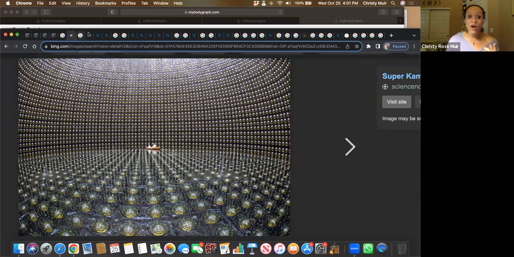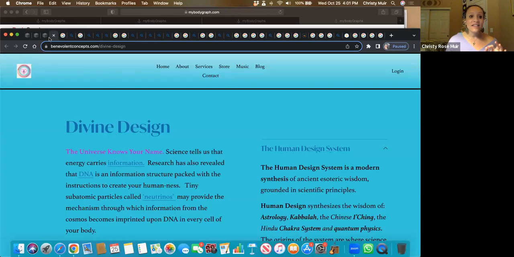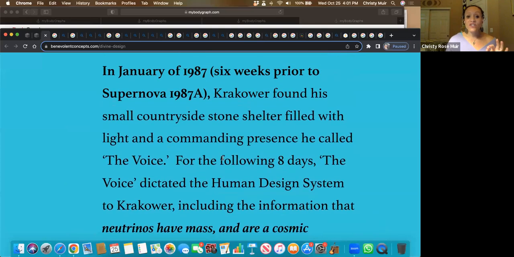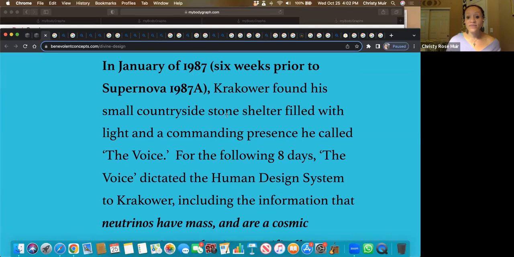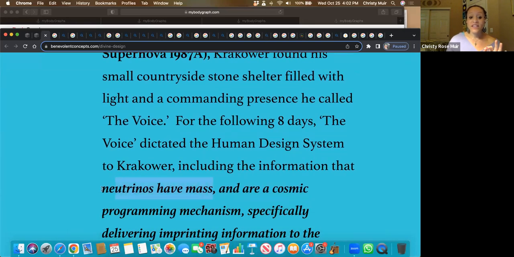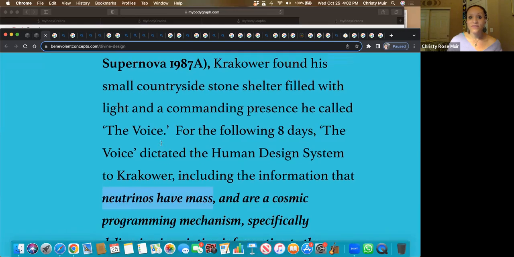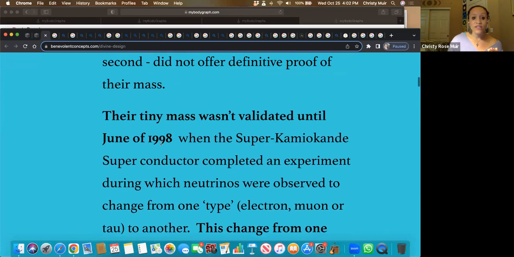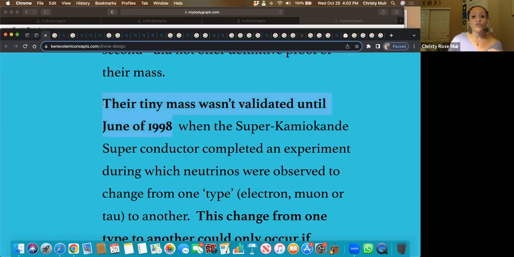Now, what's interesting is that Ra received information in January of 1987 that neutrinos have mass. He was given this information by the voice, but science wasn't actually able to validate it through the information they received from the superconductor until June of 1998. The information was actually available to humanity at that time, as if we were able to perceive the light of the supernova, which we were, it was actually visible to the naked eye.